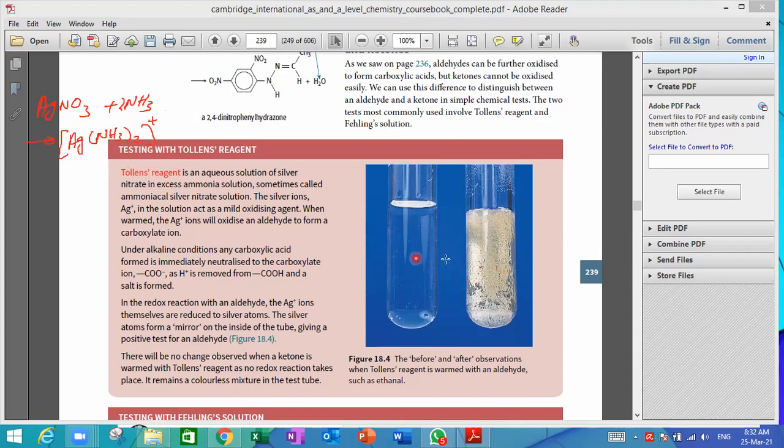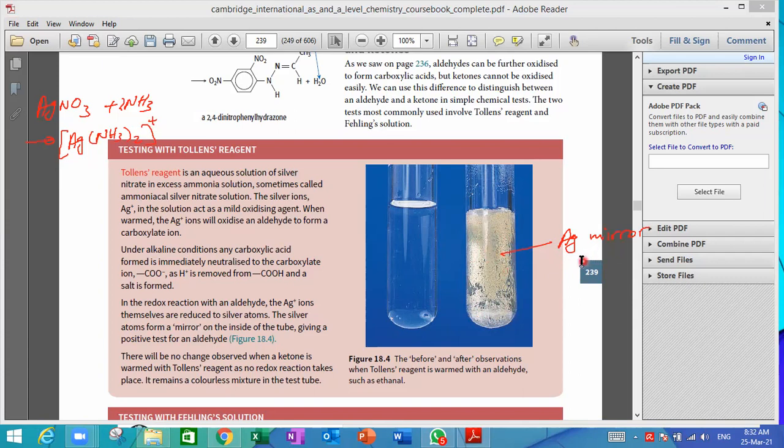we will find that the ketone is not going to be changed. Nothing will happen to the ketone. But for the aldehyde, it will form what we call a silver mirror. The silver mirror means that silver metal is going to be precipitated at the sides of the test tube here. So that's why we call it a silver mirror.